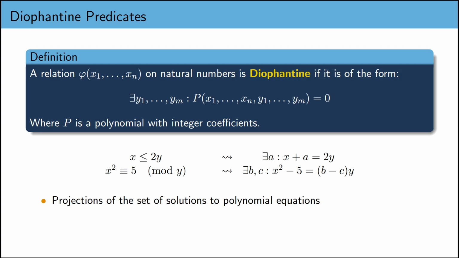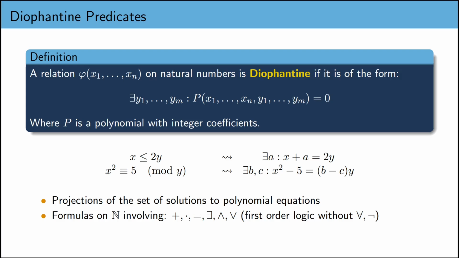And there's lots of different ways of looking at these things. We can think of them as projections of the set of solutions to our polynomial equations. Right, we're looking at the set of all x1 through xn and y1 through ym satisfying some equations, and then ignoring the y's and just looking at the x's. Or there's a very nice logical perspective here. These relations are all given by formulas in the language of the natural numbers with addition, multiplication, equality, there exists, and or. That is, first-order logical formulas that don't have for all or negation in them.